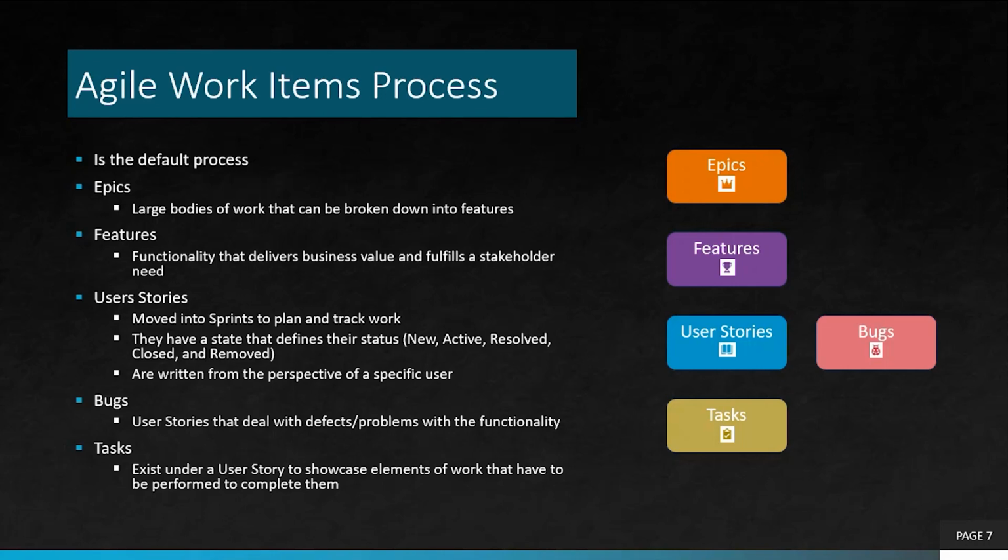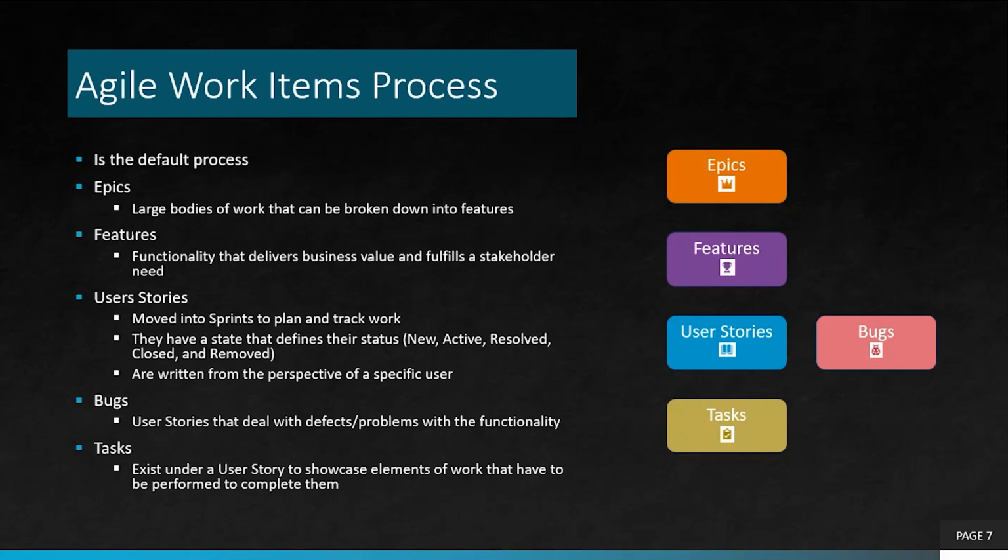And they also have different states that you can use to define their status. And those are new, active, resolved, closed, and removed. And they're written from the perspective of a specific user. So when you write a story, it's written in a very specific way that helps you understand what's the work that has to be done. That also has an analog, which is a bug, which is like a user story, but this user story is related specifically to defects or problems with the functionality. So if you're trying to fix something that was done but it has problems, it would be a bug. And if it's something new, then it would be a user story.